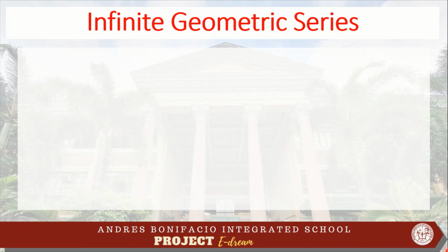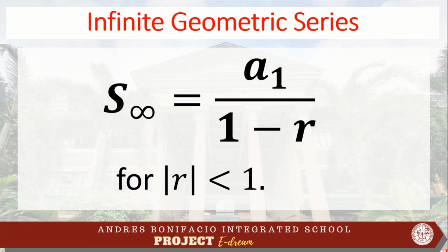What if the given is an infinite geometric series? This time we will be using a different formula, and that is S to infinity, or sum to infinity, is equal to a sub 1 over 1 minus r. We will be using this formula if the given infinite geometric series satisfies the condition that the absolute value of its common ratio is less than 1. Let's have the following examples.